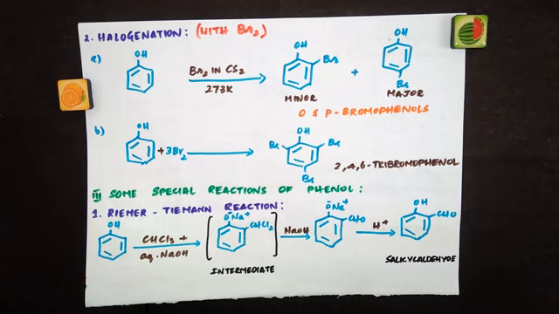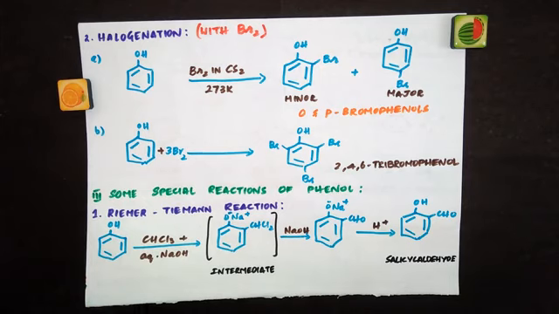So far we have seen the reactions of phenol in two different categories. One, the reactions of phenolic group. The second one, the reactions of benzene ring, where it undergoes electrophilic substitution reaction. Now we are going to see some special reactions of phenol. First one in that category is Reimer-Tiemann reaction. We call these types of reactions name reactions.